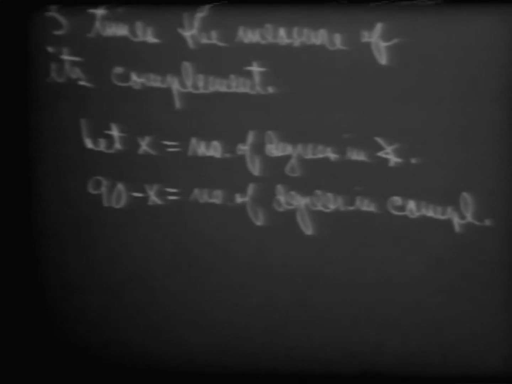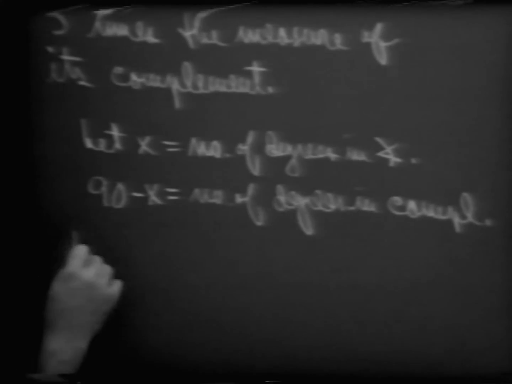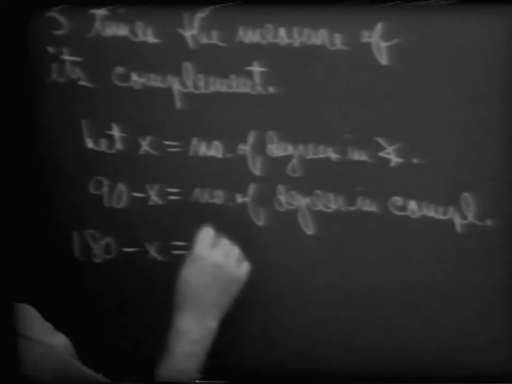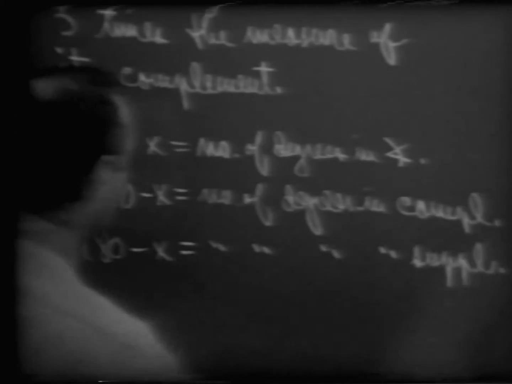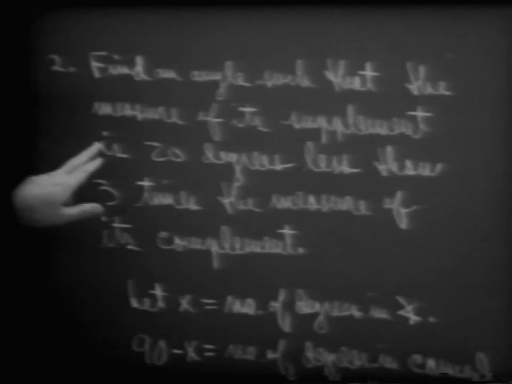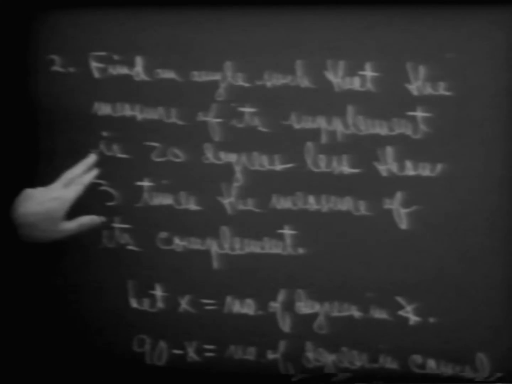What then is the number of degrees in the supplement of the angle? And Ken says, 180 minus x. 180 minus x is the number of degrees in the supplement. All right? Now notice we wrote all of this down to indicate what our variables are. Now let's go back to the original problem and see if we can't write a sentence.